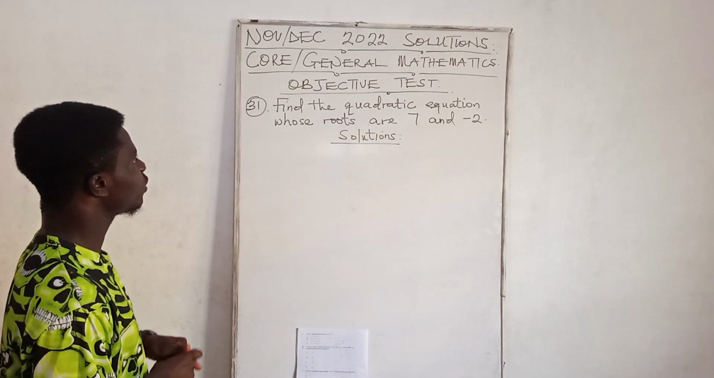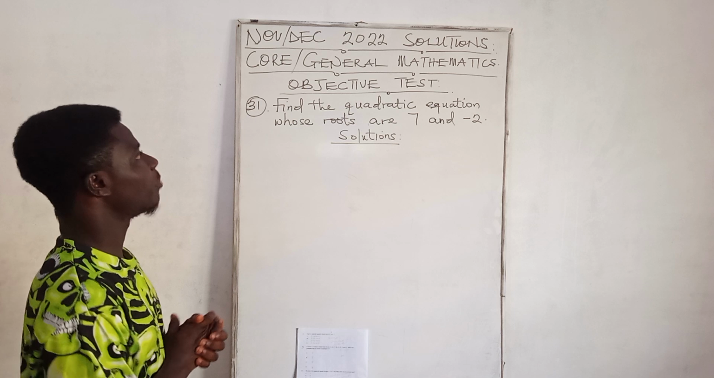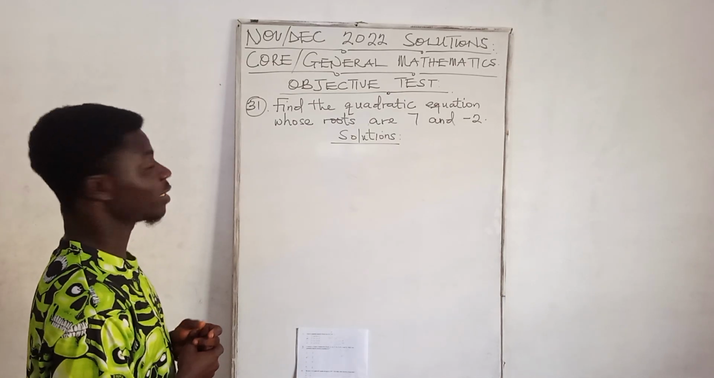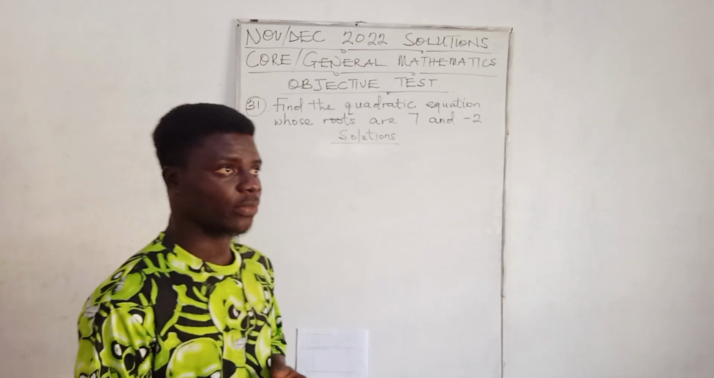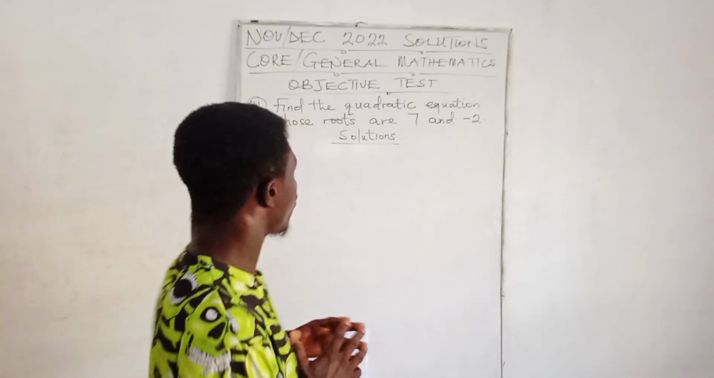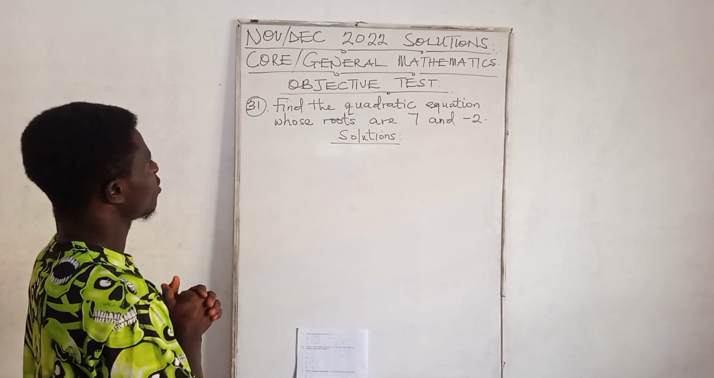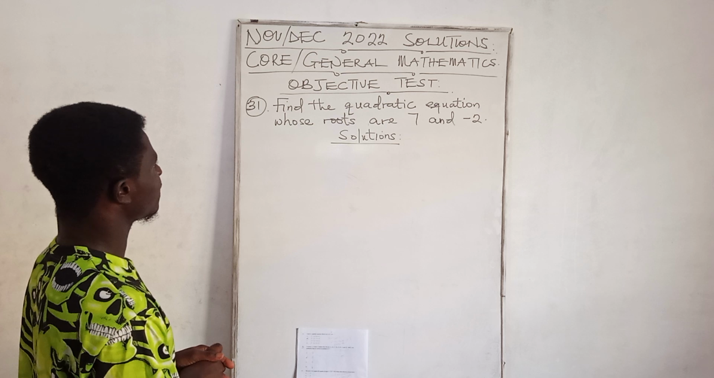Alright, we are still on our update 2022 solutions as the course to chain round mathematics objective test. So this time around, we are solving questions 31, 32, 33, 34, then 35. So kindly watch carefully, then follow as we solve this set of 5 questions.